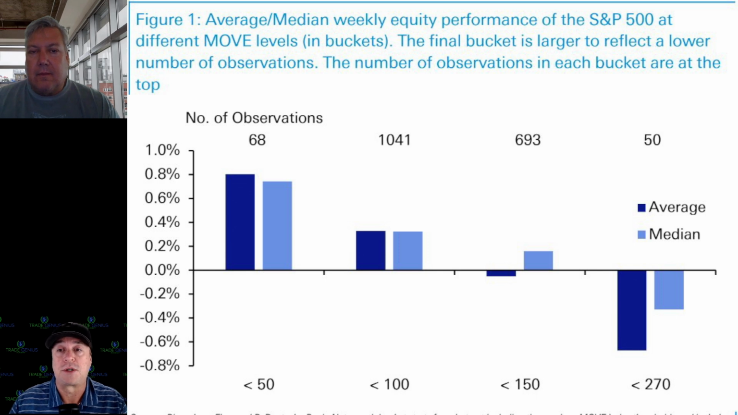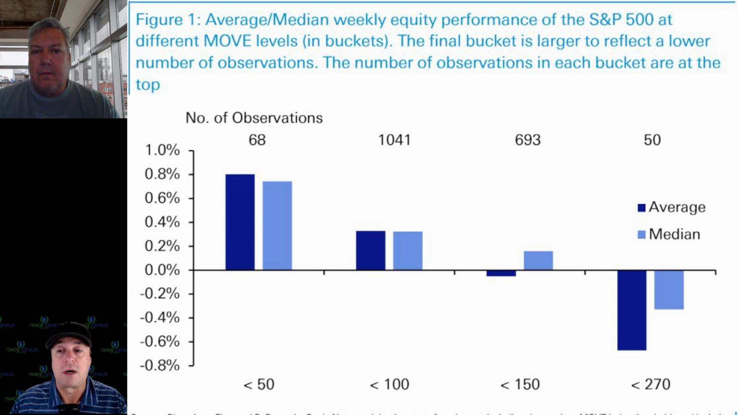If you look at this chart, on the bottom it's showing you the different levels of the MOVE contract. So there's 50, 100, 150. And what these bars are telling you is that as the MOVE readings go higher, the returns on the stock market drop and go negative. On Friday, we closed at a MOVE reading of 128. So MOVE is similar to the VIX, but just for the bond market.